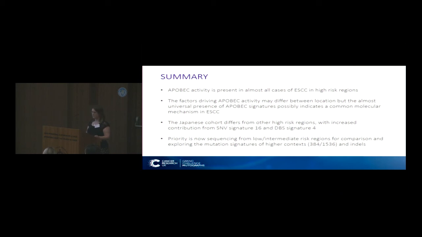So our priority is now sequencing from low and intermediate risk regions to compare to these regions, and also to start exploring the mutation signatures of higher context. So for example, the 1536, instead of considering one mutated base on either side, you consider 2 bases, and so forth.